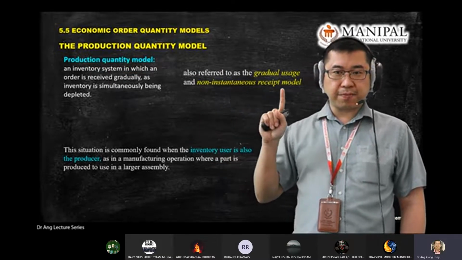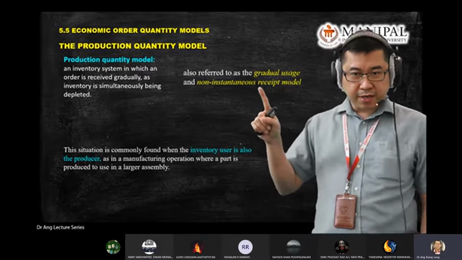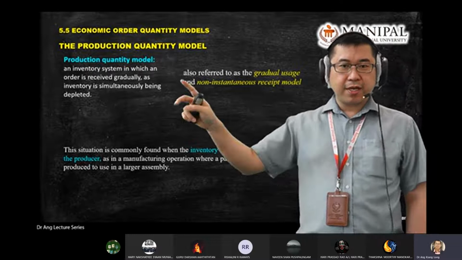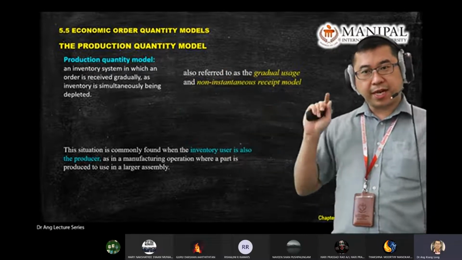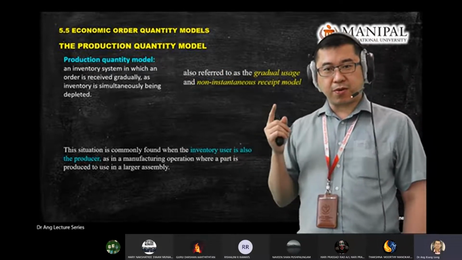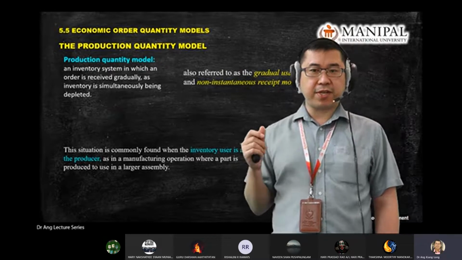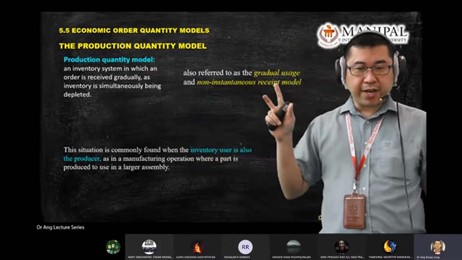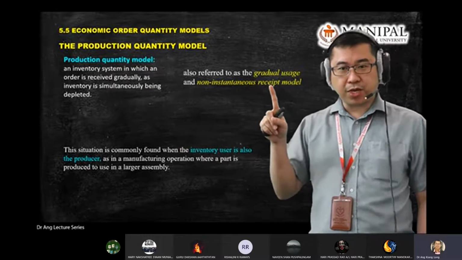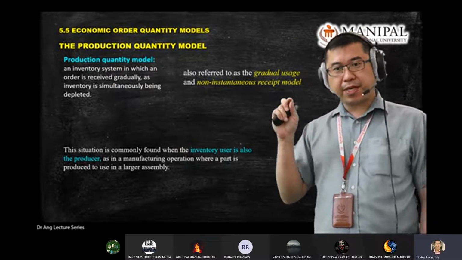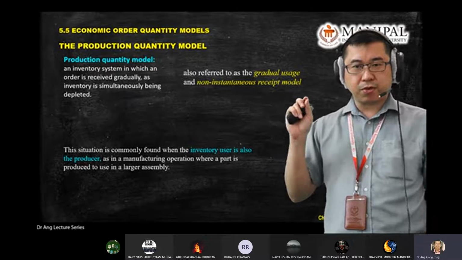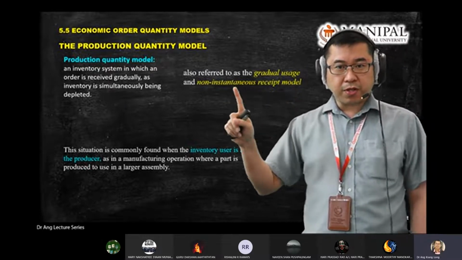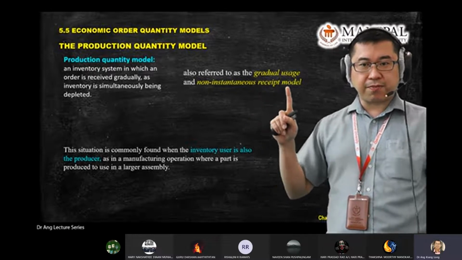or non-instantaneous receipt model. You have another two names. You might find these two names in other textbooks or different material that you refer to. So for production quantity model, some textbooks use gradual usage, or some companies in their management documents use the gradual usage model, or the non-instantaneous receipt model.